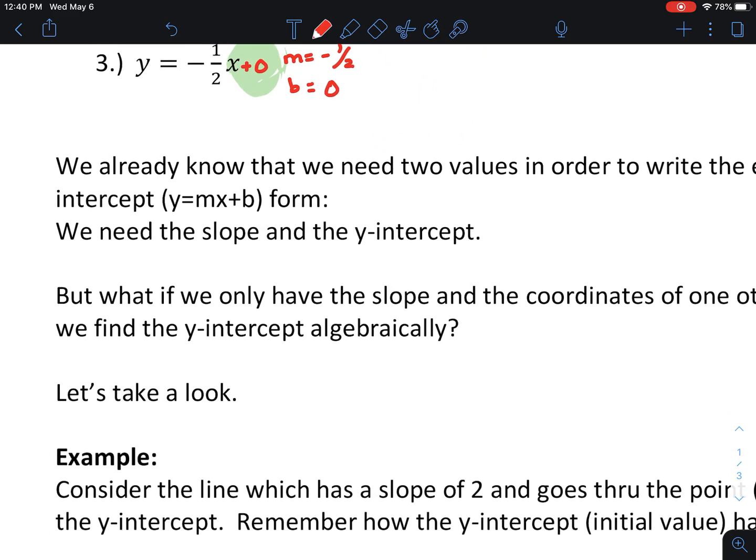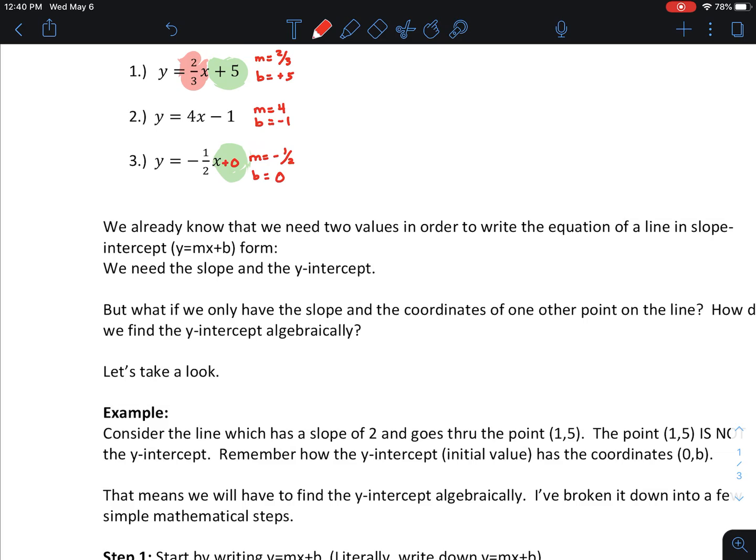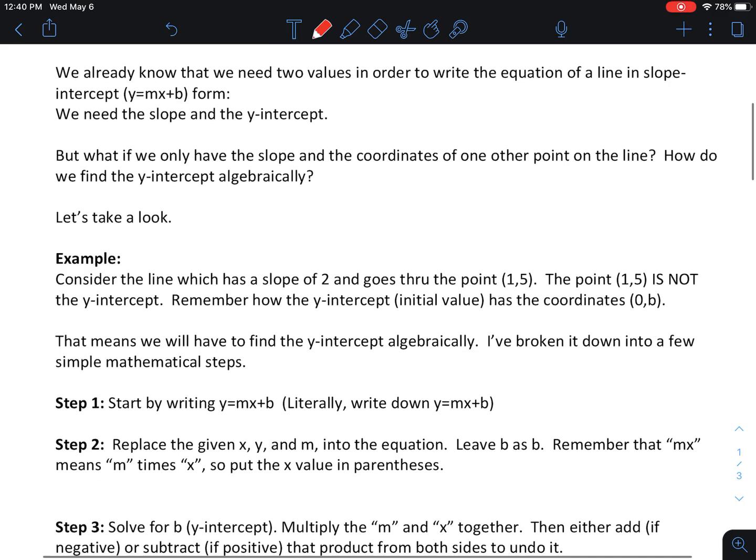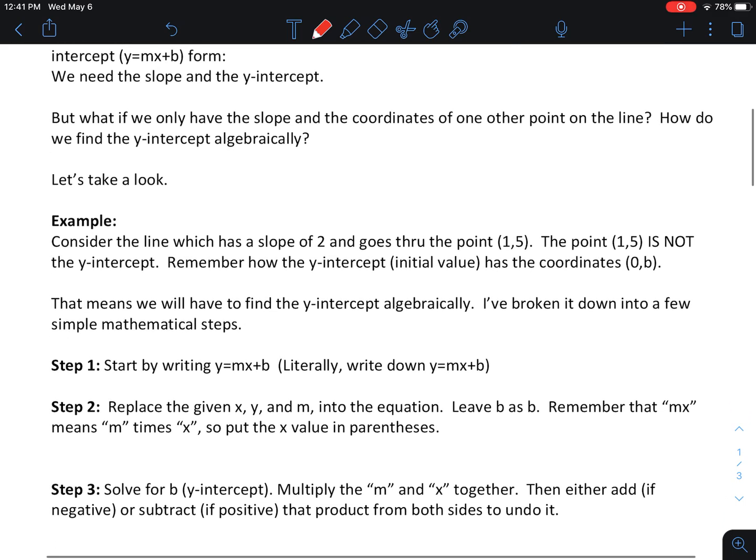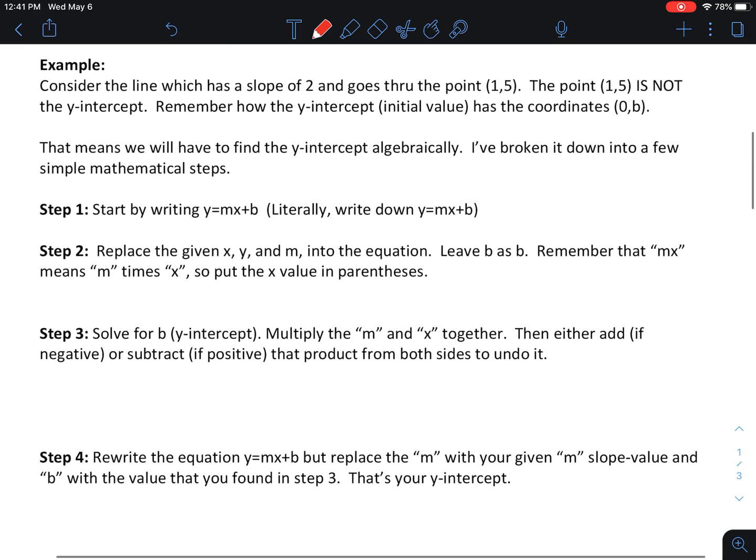All right, so we know that in order to write an equation of a line in slope-intercept form, that's y equals mx plus b form, we need to know the slope and the y-intercept. But what if we only have the slope and the coordinates of one other point on the line? How do we find the y-intercept algebraically? Let's take a look, okay?